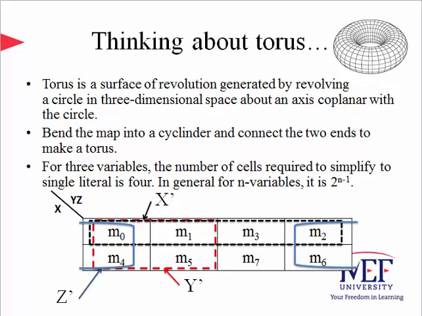I know it's a bit hard to visualize the adjacency, but through practice you will overcome this difficulty pretty decently. It must be obvious by now that in the three-variable case, we needed four cells to simplify a single literal. In general, for n variables, we need 2 to the n minus 1 cells.